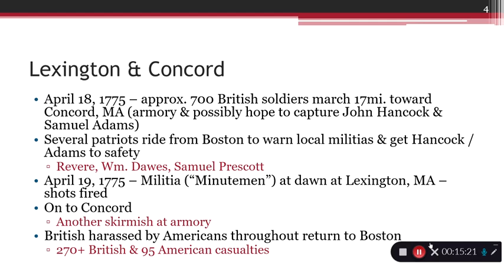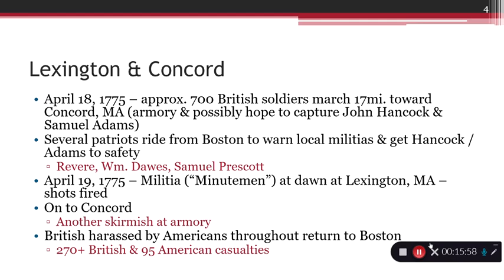From there, the British march on to Concord. They get to the armory and find that it has, for the most part, been emptied. There's another skirmish, both at the armory and at a bridge crossing a stream in town. And here it's a little bit larger exchange of gunfire. More people are involved, more people are injured on both sides. And ultimately, the British then have to retreat, or at least return to Boston.